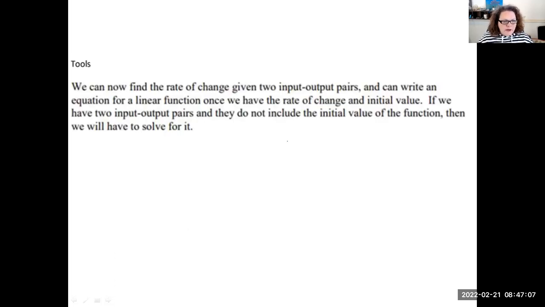Tools. We can now find the rate of change given two input-output pairs, point 1 and point 2. And we can write an equation for a linear function once we have a rate of change, the m, our slope, and an initial value, our b. So remember, our f of x is equal to b, our initial value, plus our rate of change times the input. If we have two input-output pairs, so point x and y, those are our input-output, we'd have point 1 and point 2.